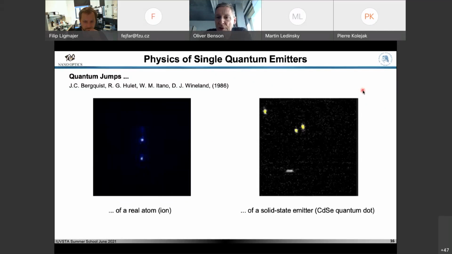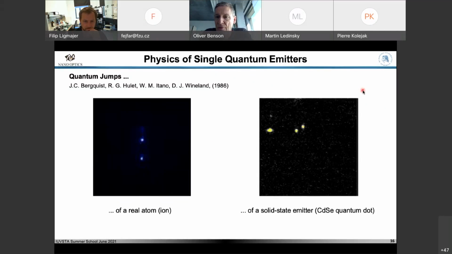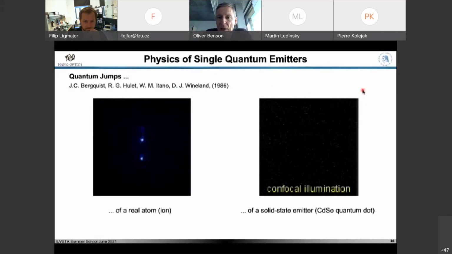So these are colloidal quantum dots. Also you just shine light on it and you observe the fluorescence, and also they turn on and off randomly. And so this is also a pure quantum effect. You can also take a look at only a single one of them.